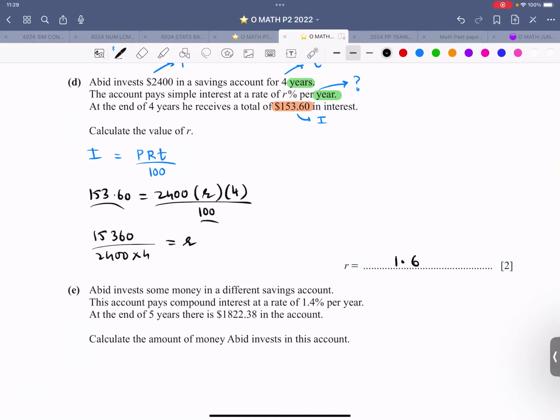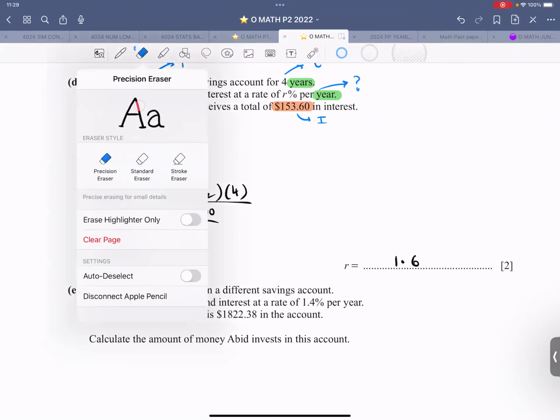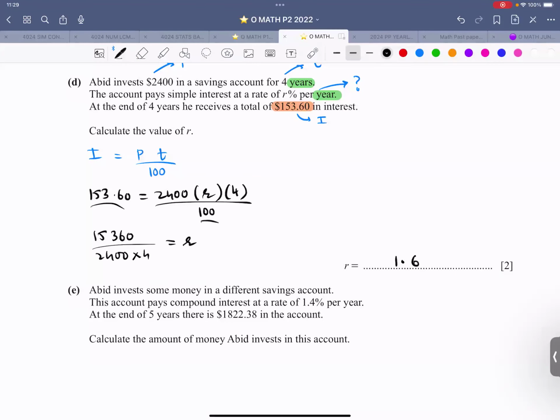That is the percentage. Calculate the value of R. And over here, you can even use a small r instead of the big R. And let me write this thing. So that is the R, which we made the subject.